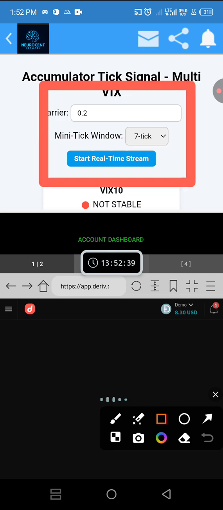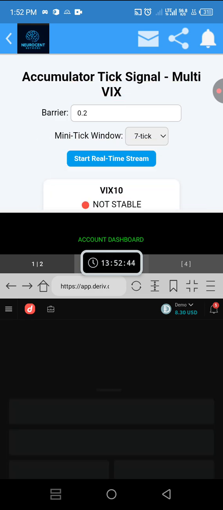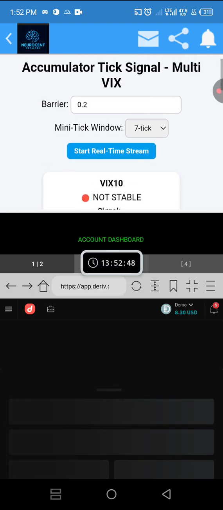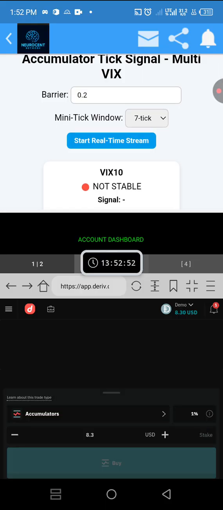This software is particularly for me. You can never find it anywhere. I built it for trading the accumulator specifically. So let's wait for this interface to load.